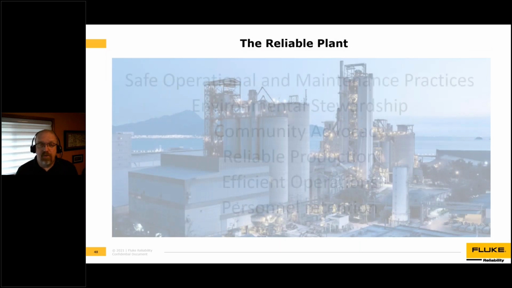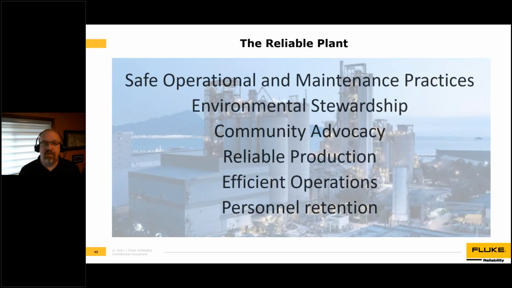The modern reliable plant needs to focus on more than just the production of their given product. Equipment reliability is at the heart of these goals, and vibration analysis is still at the core of a reliability program.